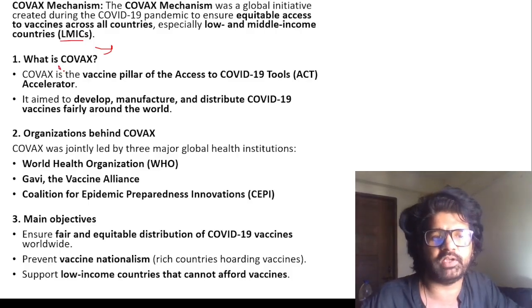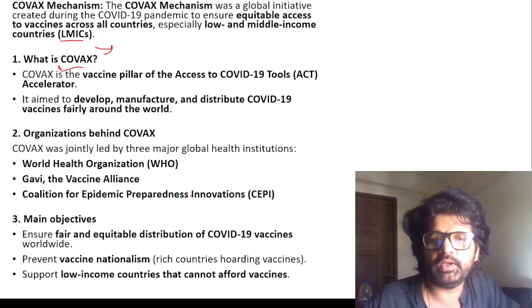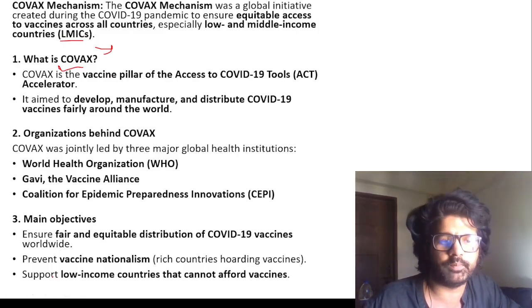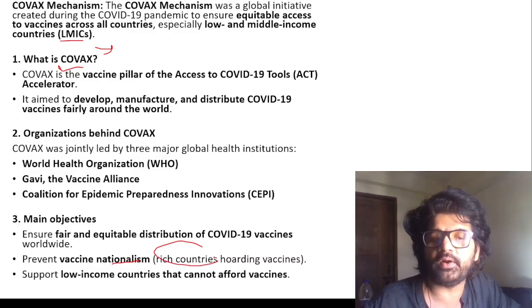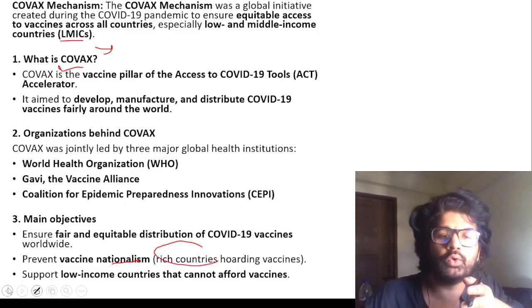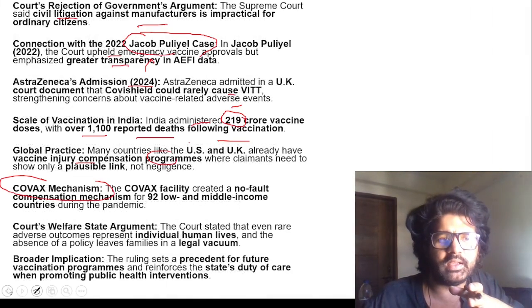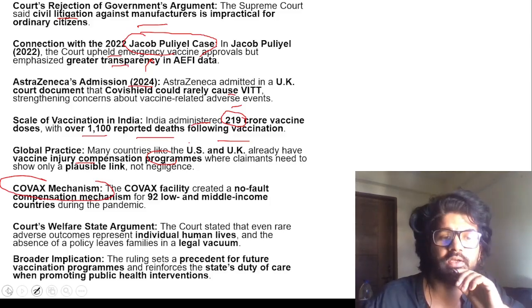For that, the COVAX mechanism was brought in. WHO, Gavi, CEPI, all these were involved here. Prevent vaccine nationalism, rich countries hoarding vaccines. Even after COVAX, rich countries did hoard vaccines, so to say. So hope you're understanding where this article is going and what this article is trying to say, and what the Supreme Court is trying to say in this Rachna Gangu case.